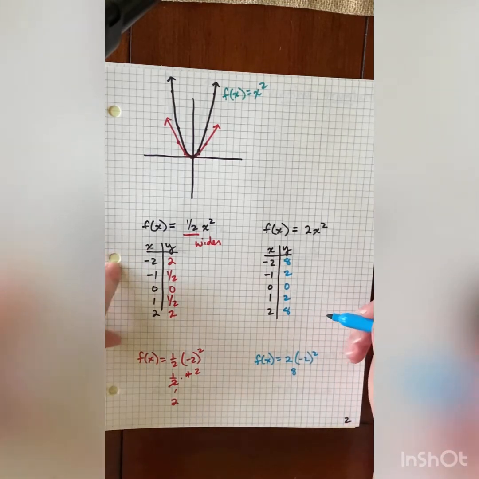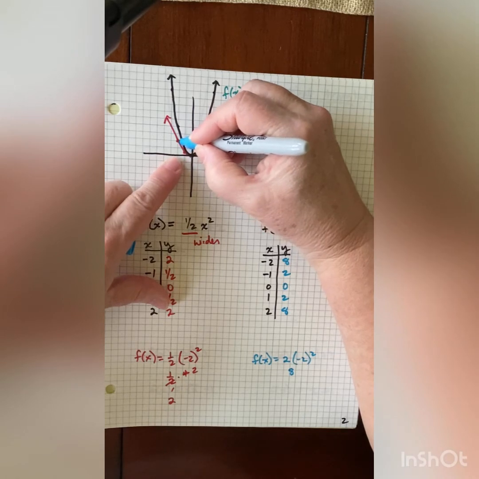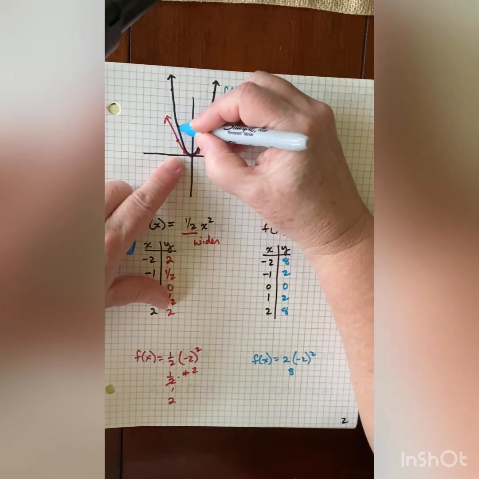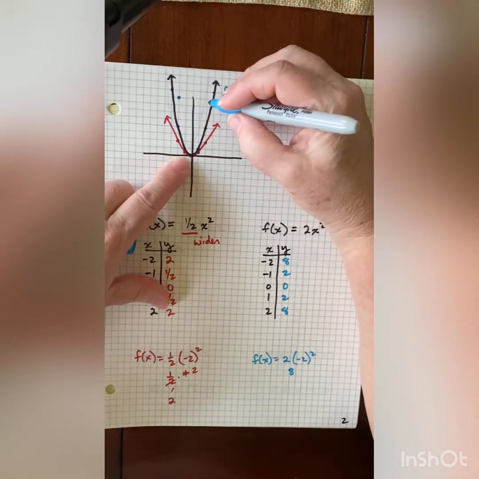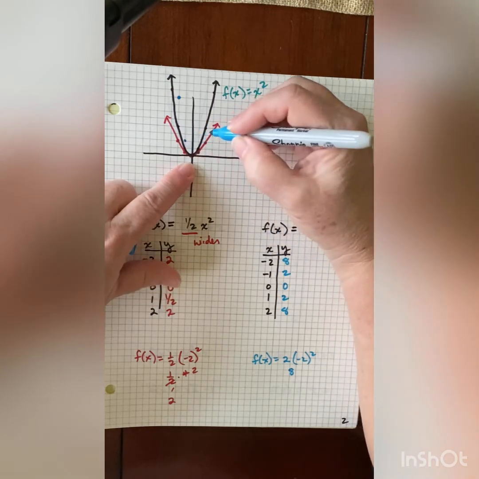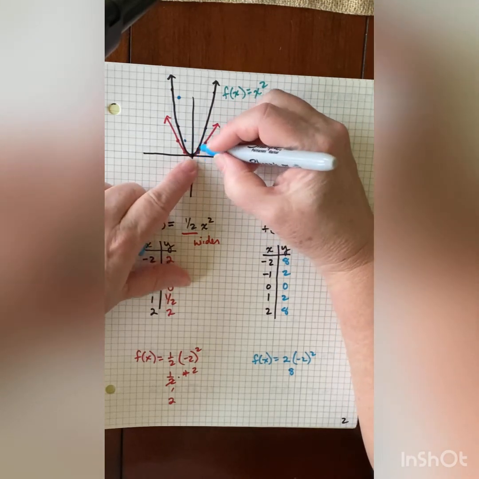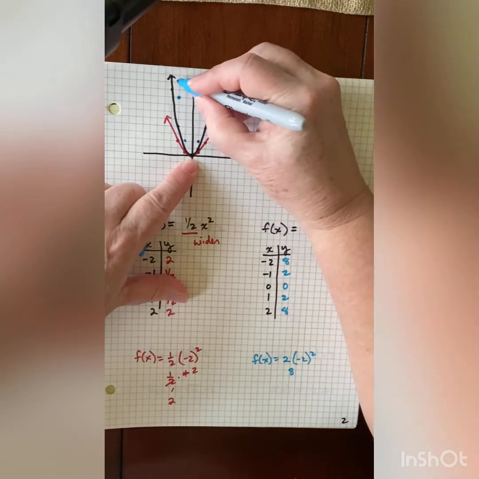All right, let's plot those points. -2 is at 8. Okay, all right, that's 2, 3, 4, 5, 6, 7, 8. And then I have -1 is at 2, right there, and 0, 0, 1, 2, 2, 8.